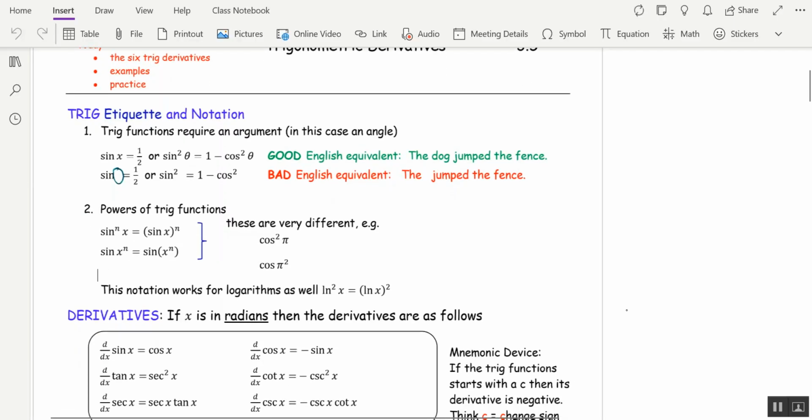Powers of trig functions, by definition, if we put the exponent over the trig function like this, then that means we're taking, for example, sine of x and then raising to the nth power. And that's very different than putting the exponent just over the x. And this notation of powers of trig functions also works for logarithms. So for example, if you want to square ln x, you can write it as ln squared of x.